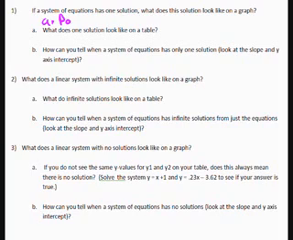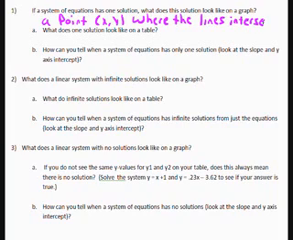a point x comma y where the lines intersect. By the way, if you have not taken the time to fill this out on your own, please go ahead and pause the video and see if you can't fill it out by yourself.